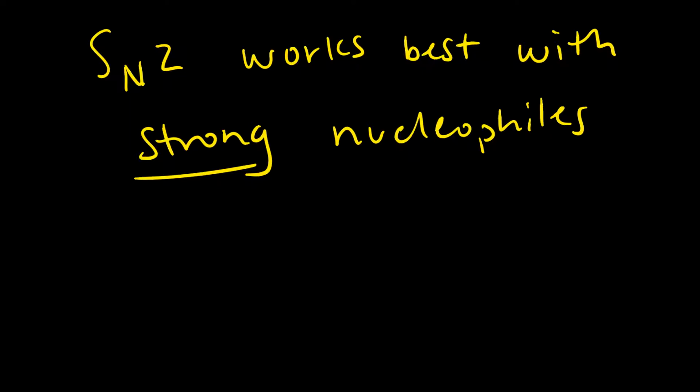So unlike the SN1 reaction where the identity of the nucleophile did not matter because it didn't play a role in the rate determining step, SN2 reactions are going to be dependent on the identity and the concentration of that nucleophile.